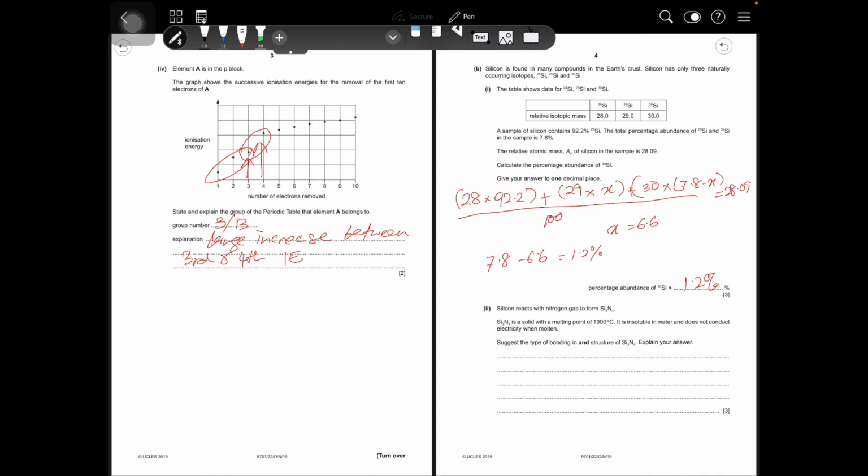So as you can see here, the melting point is extremely high, it is insoluble in water, and it does not conduct electricity. Because it has a very high melting point, this compound is a giant molecule. It is insoluble in water because it has very strong covalent bonds in the structure. And it does not conduct electricity even in molten state because there are no freely moving ions, or no mobile charged particles.